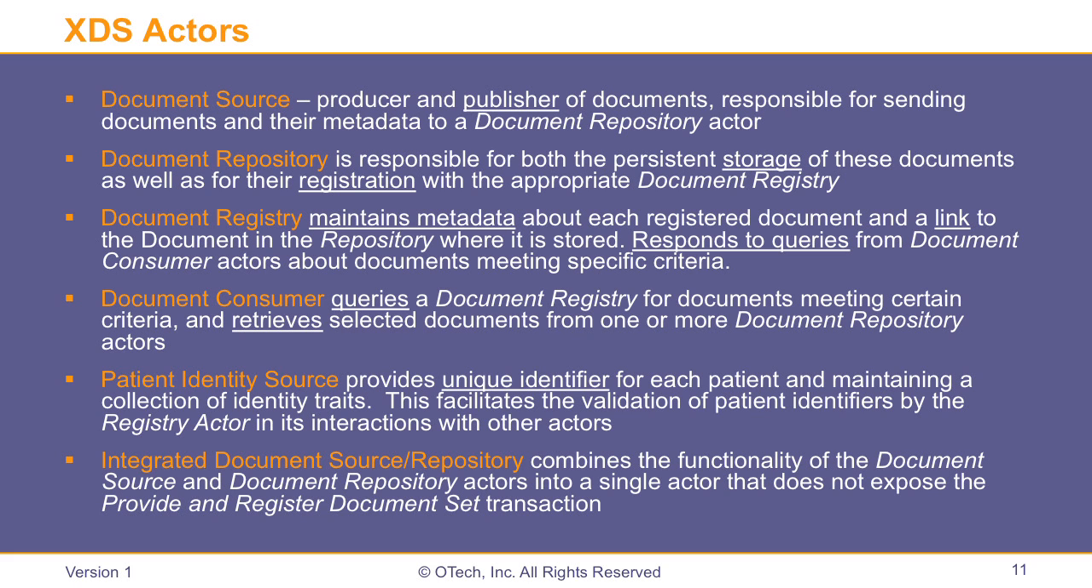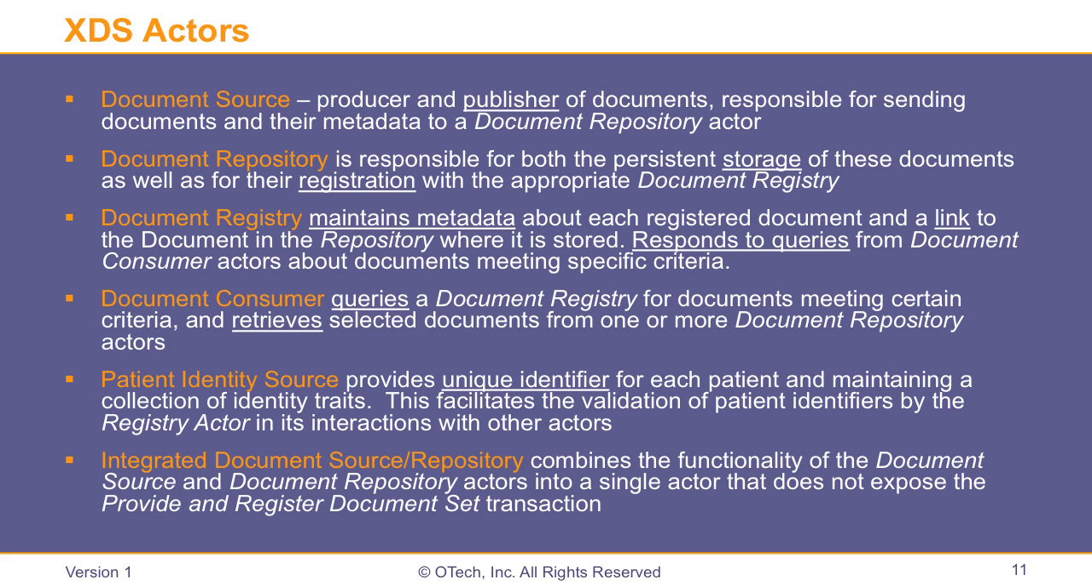So the document registry maintains the metadata about each registered document and the links to the document in the repository where it is stored. I can query as a consumer back to the registry about the documents using specific criteria. For example, I want to find out all the documents for my patient with a particular modality, like all the CT scans, from specific locations, from specific authors or physicians. Then the document consumer, for example, the primary physician, can query the document registry for the documents that meet certain criteria and can retrieve them from one or more repositories.